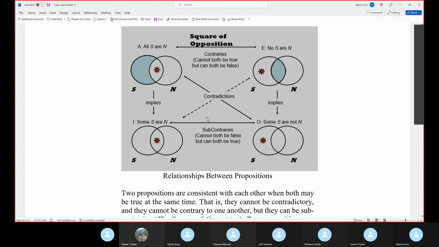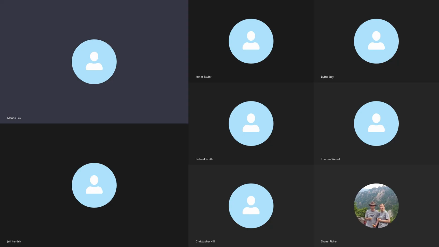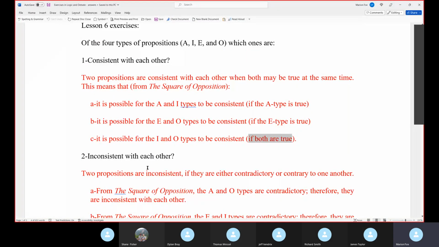All right. Now, we're going to go back and look again. And I should have put this square of opposition chart on my assignment for you, is what I should have done. All right, we'll go back again. And I think this is exercises again. I'll go back to here.